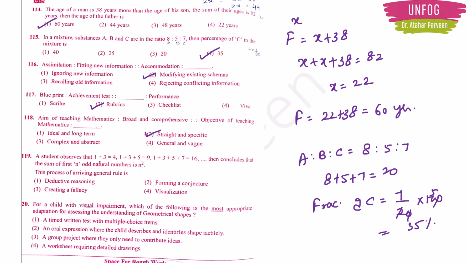Next, the student observes that 1 plus 3 is 4, 1 plus 3 plus 5 is 9, 1 plus 3 plus 5 plus 7 is 16, then concludes that the sum of first n odd natural numbers is n square. The process of arriving at a general rule is, actually it should be forming a conjecture. Next, question number 120. For a child with visual impairment, which of the following is the most appropriate adaptation for assessing the understanding of geometrical shapes? If you read the options carefully, an oral expression where the child describes and identifies shapes tactilely. So this option 2 should be the correct answer here.